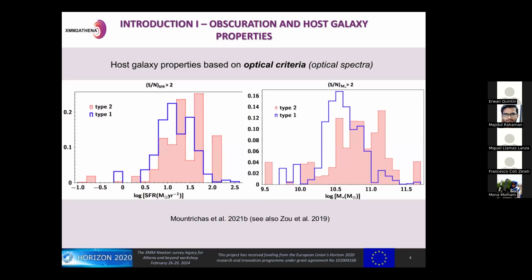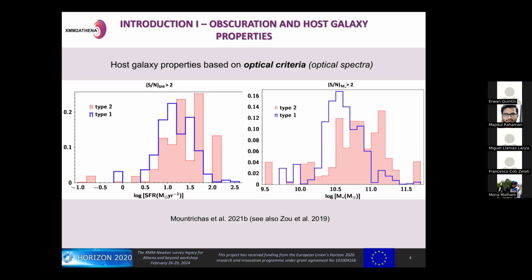So as we know, there are different classification schemes that one can apply in order to classify AGN into X-ray obscured and unobscured. One of these classification methods is to use optical spectra to search, for example, for broad lines. And studies that have applied this classification criterion to split AGN into type 1 and type 2 have found that there are no statistically significant differences regarding the star formation rates of the 2 populations, but type 2 AGN tend to live in more massive galaxies compared to type 1 by approximately 0.2, 0.3 dex.